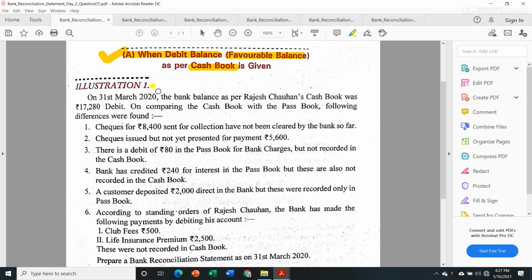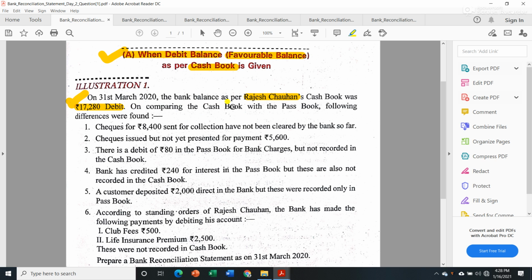Okay, now let us see the first question, that is illustration number 1. Now on 31st March 2020, the bank balance as per Rajesh Chauhan's cash book was 17,280 debit. Means on the last date of this financial year, Mr. Rajesh Chauhan's cash book is showing a debit balance of 17,280. Now this is our first cue or first step to start our bank reconciliation statement.